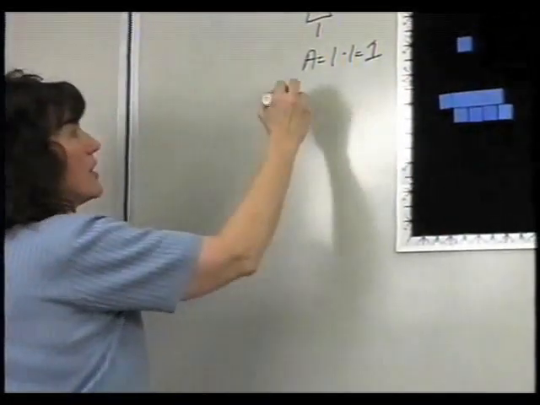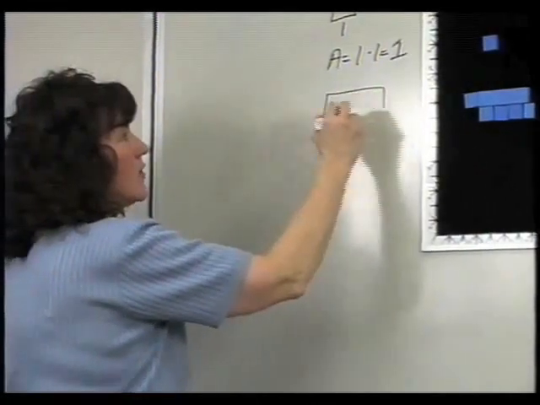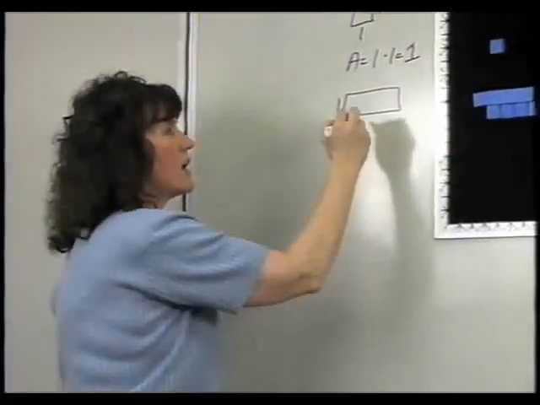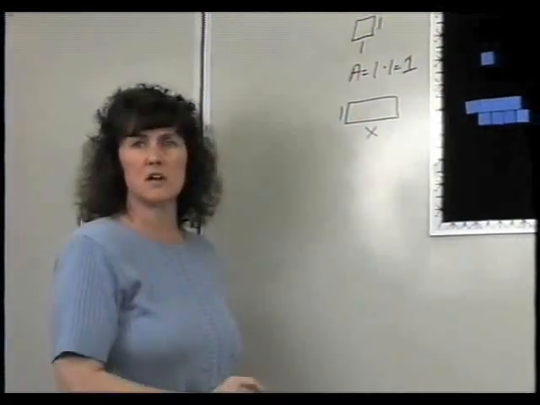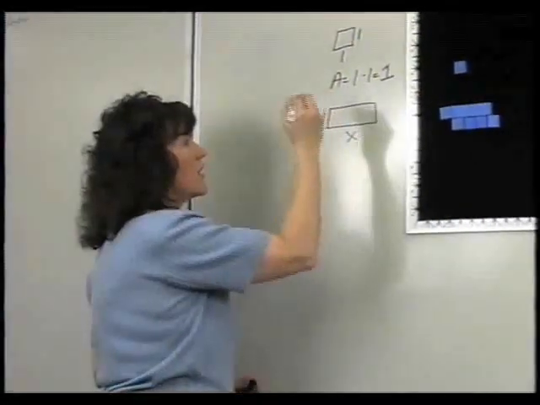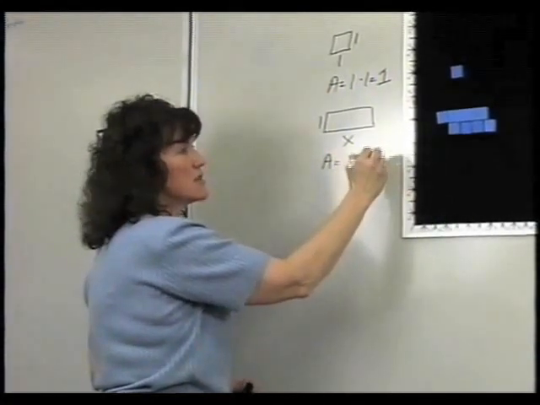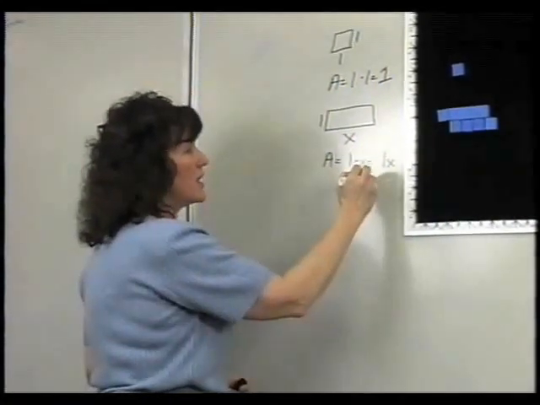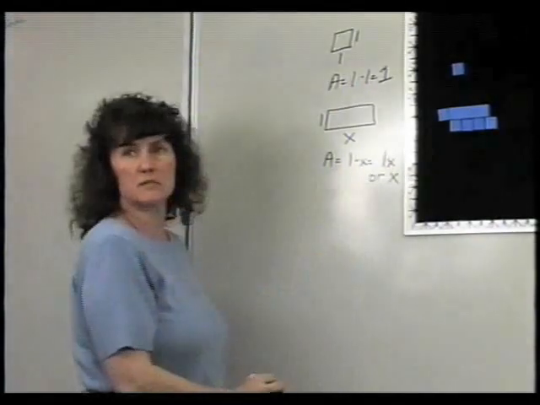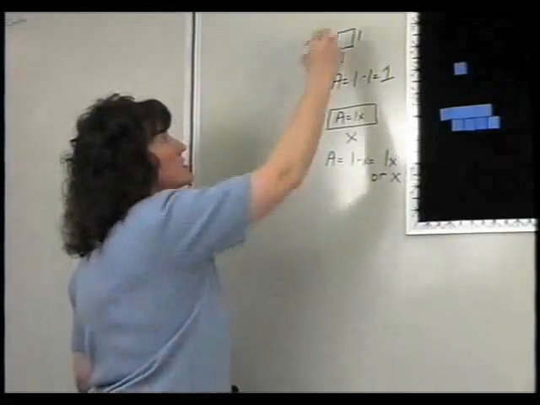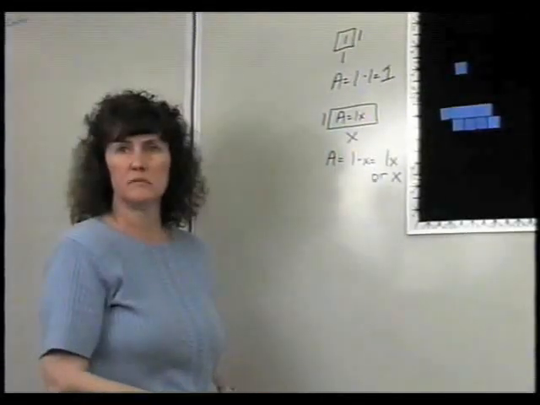So what we have here when we have this particular tile is it's 1 wide. But we don't know how long it is, so we call that x because it's not known. So we say, okay, therefore, the area of this is 1 times x. So its name is 1x, or as some people just call it, x. So my area is 1x, or x.